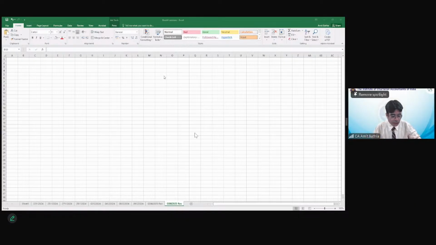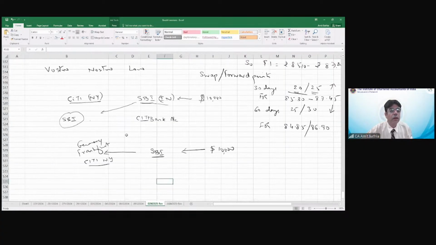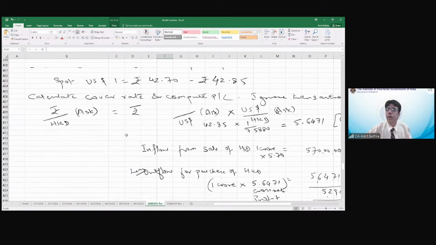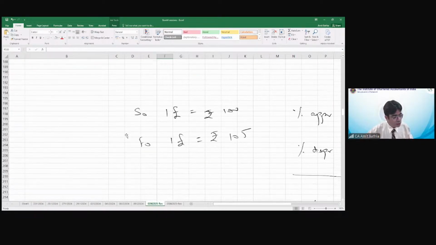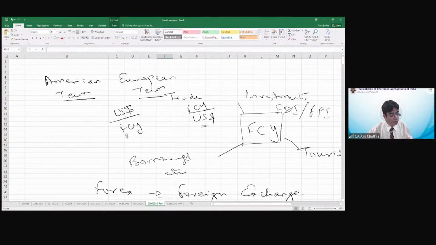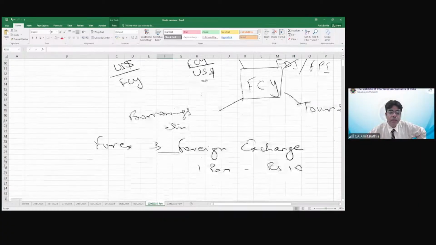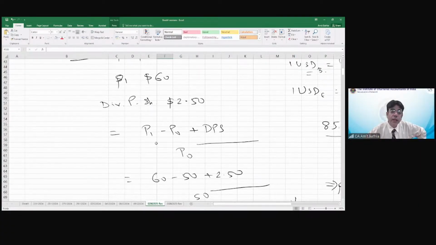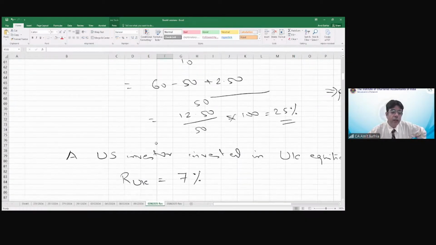Today is our second revisionary session on foreign exchange and risk management. Yesterday, in our session, we had discussed the types of transactions involving foreign currency, the steps in computing ROI from investment in foreign currency. Then we discussed the different types of quotes, direct quote, indirect quote, American term, European term.